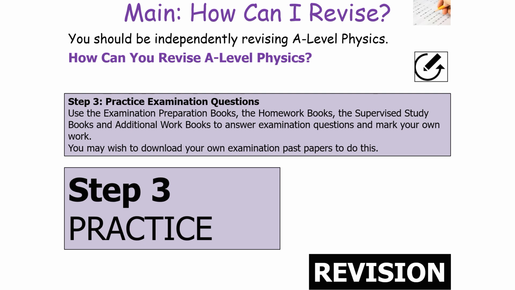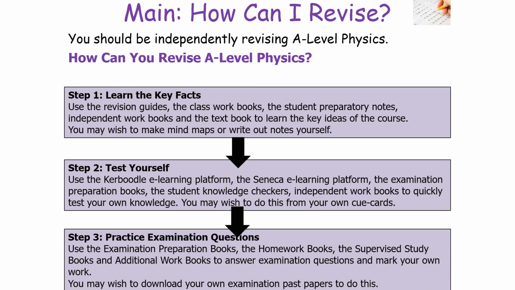Then the final step is practising examination questions. To do this practice you use exam prep books, homework books, supervised study books and additional workbooks to answer examination questions and mark your own work, and you may wish to download your own past papers. So the steps of learning the key facts, testing yourself and practising exam style questions are what you should be doing to revise A-level physics.